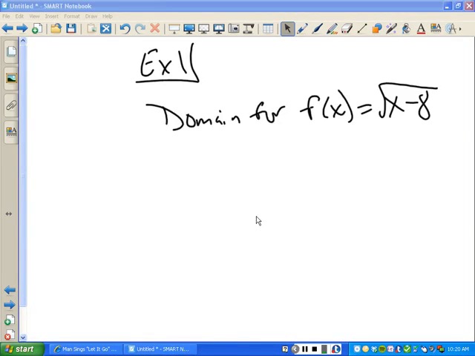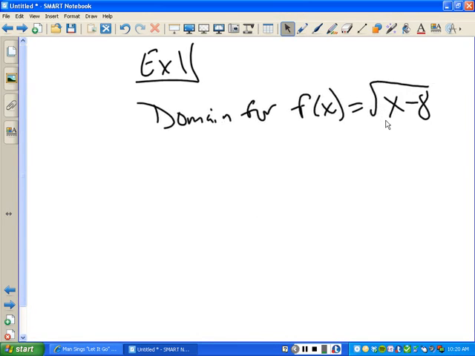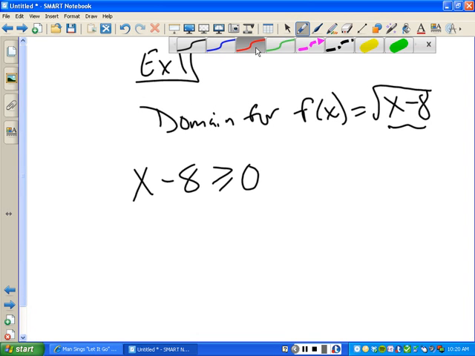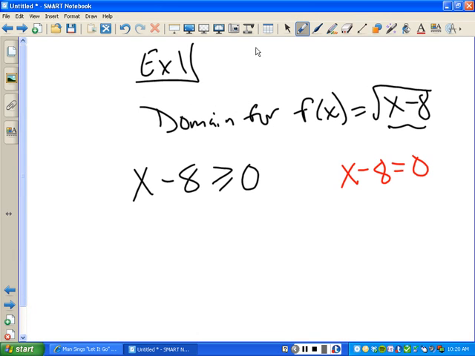So, how do you find the domain for radicals? You take this inside piece, and you have to set it greater than or equal to 0. I see a lot of people who set it equal to 0, not greater than or equal to 0. I see a lot of people who do this: x minus 8 is equal to 0.